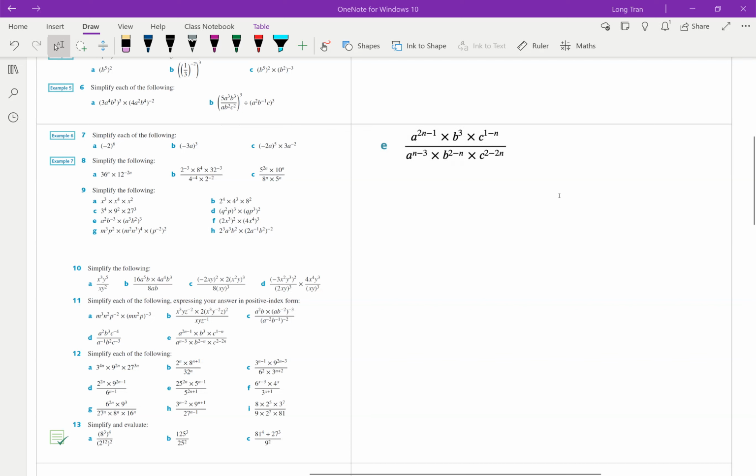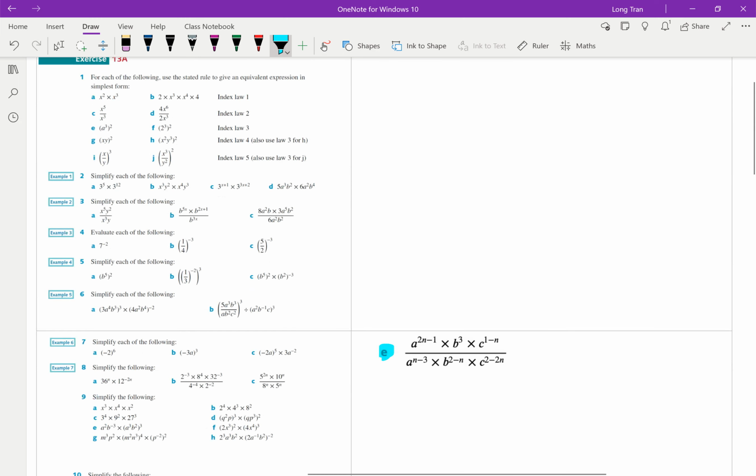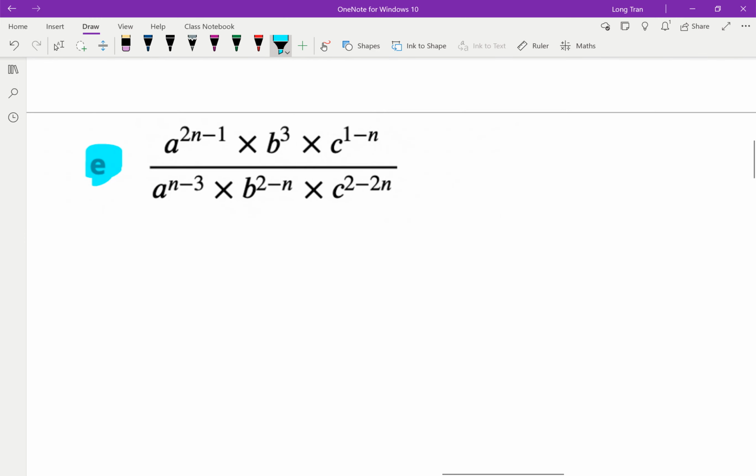Hey there, year 11s. We're going to look at example 11e, or question 11e from 13a. Exercise 13a is about working with indices. Here we have a problem with lots of pronumerals and variables to work with.